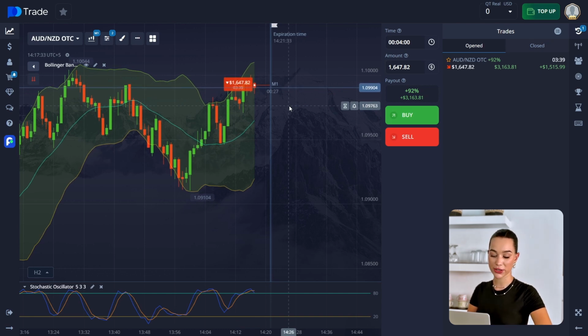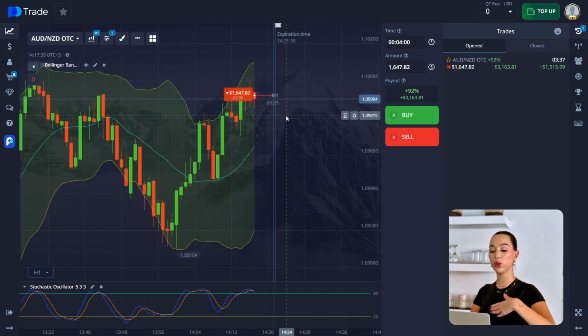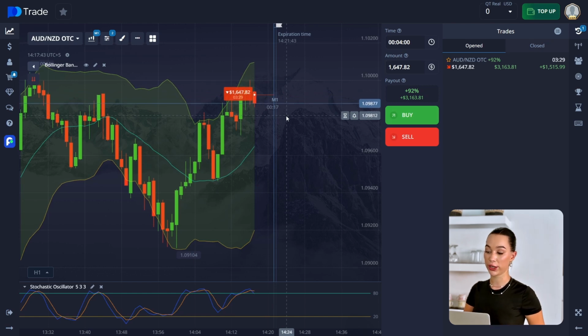And we can see the same about the stochastic oscillator. The two lines of the stochastic are in the overbought zone right now, but they start going lower in the same direction. So it's a really great sell signal. As we can see, it's going really good.